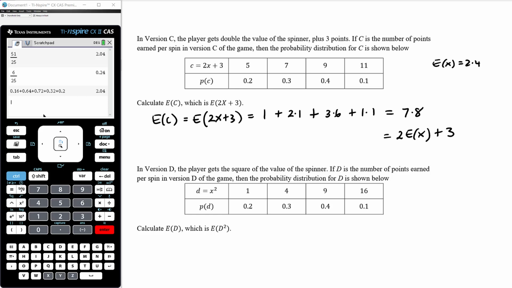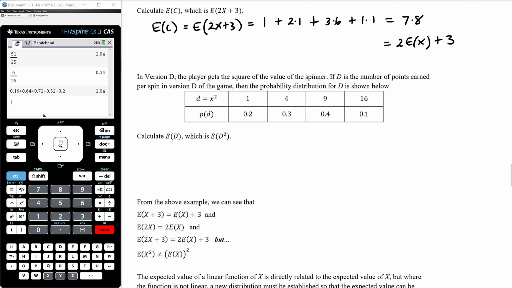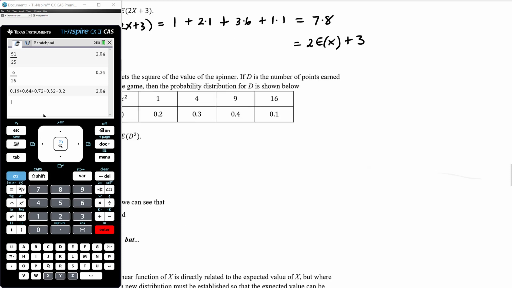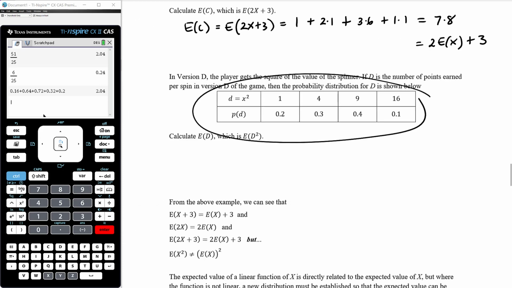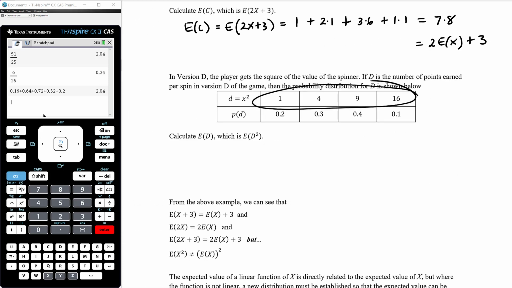Okay, let's have a look at one more version. In version D, the player gets the square of the value of the spinner. So if they spin up a 2, you square it, they get 4. If they spin up a 4, you square it, they get 16 points. Okay? So here's our new probability distribution. Same probabilities, but different point values.